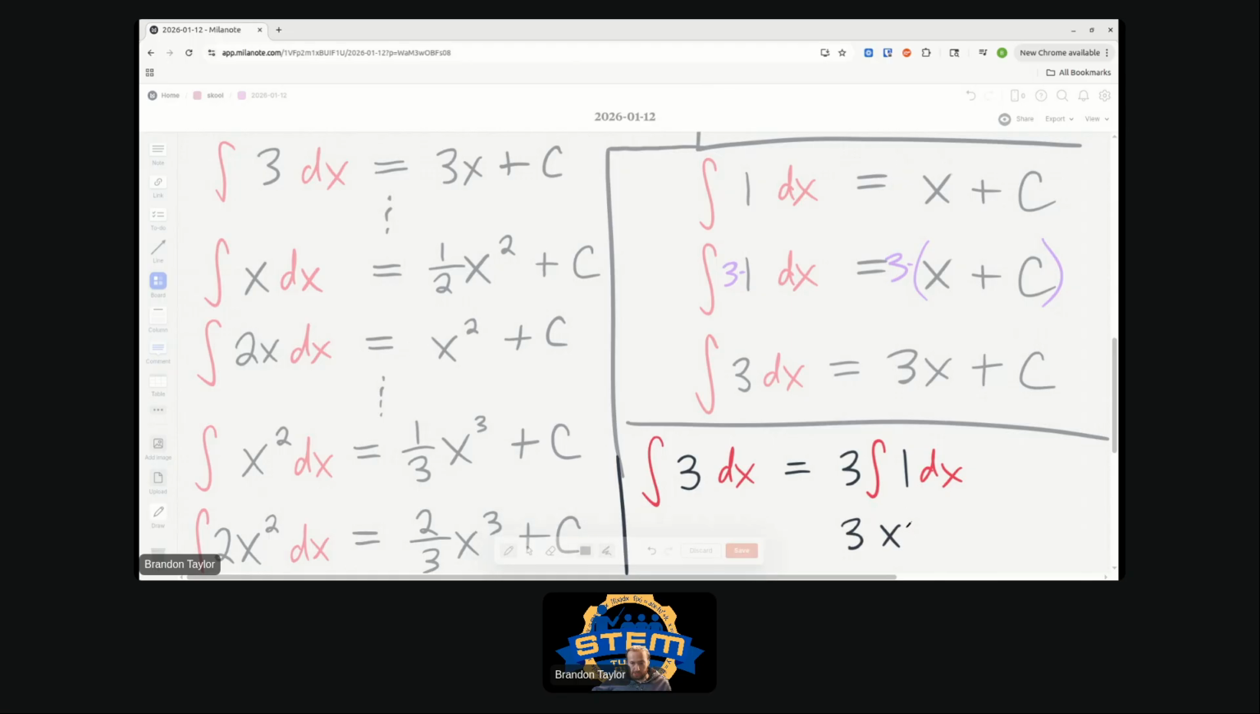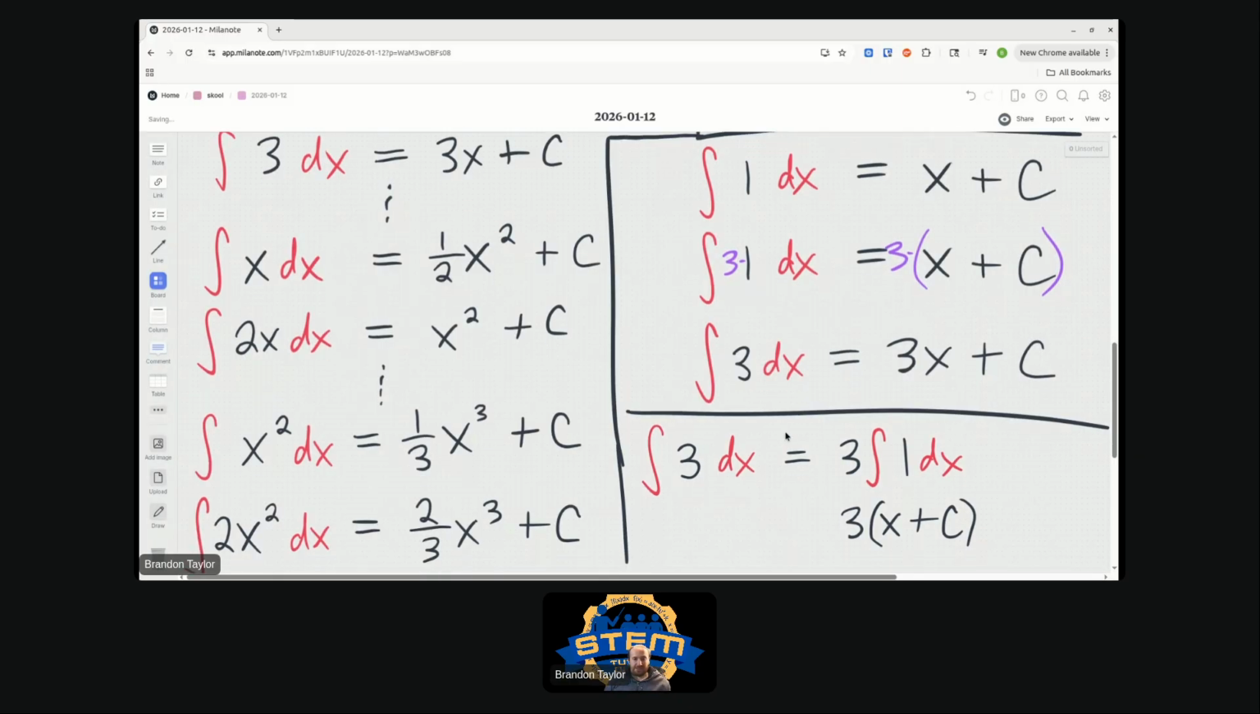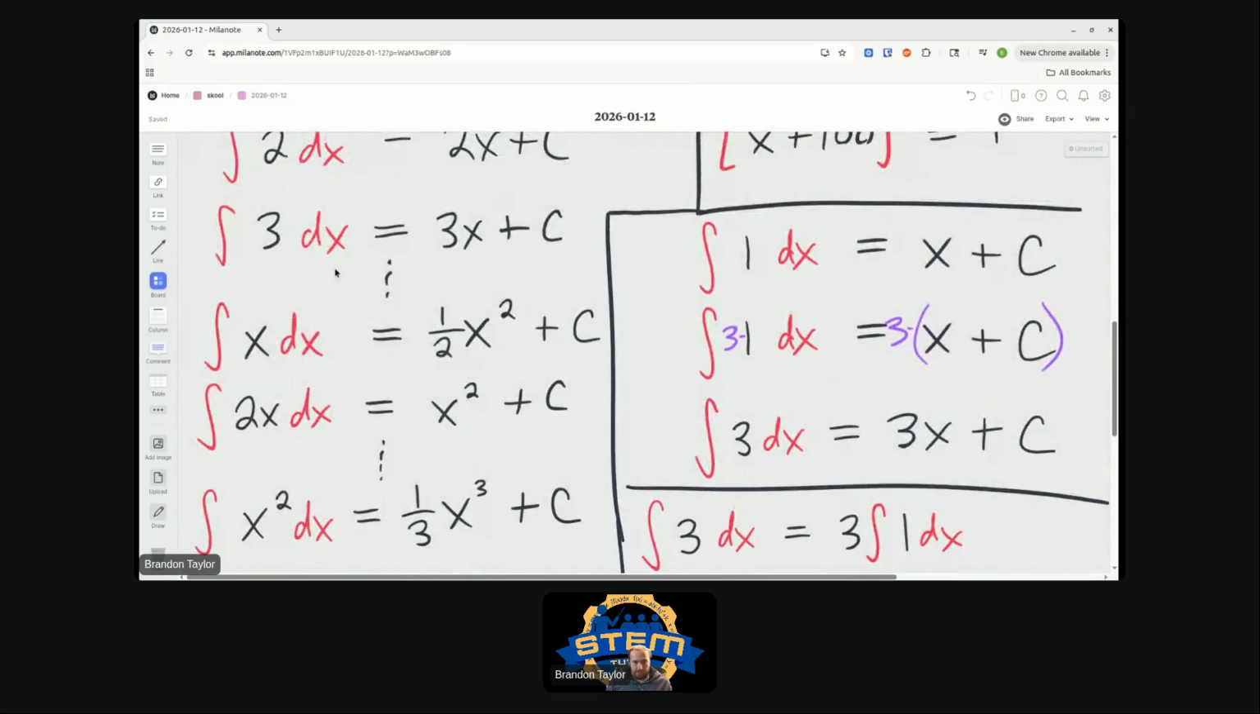We already know that's x plus c, and we talked about before why just multiplying c by 3 is really just a different c. So you see how it gets the right answer, right? This is an important rule, and this works with everything, by the way, everything we did here.